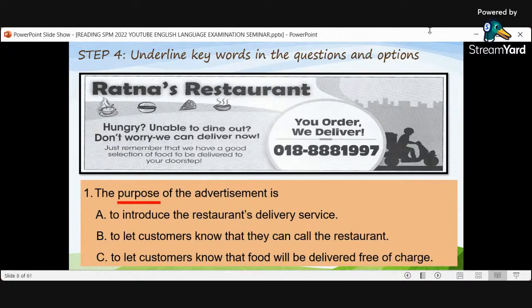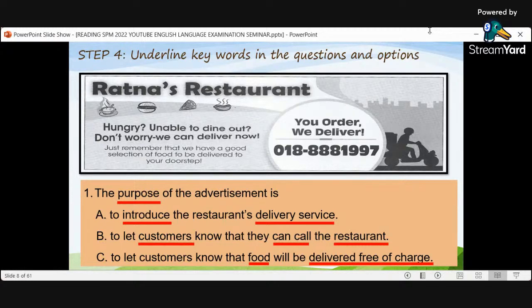What is the purpose of the advertisement? Is it to introduce a delivery service? Is it for customers to know that they can call the restaurant? Or is the purpose about food being delivered free of charge?